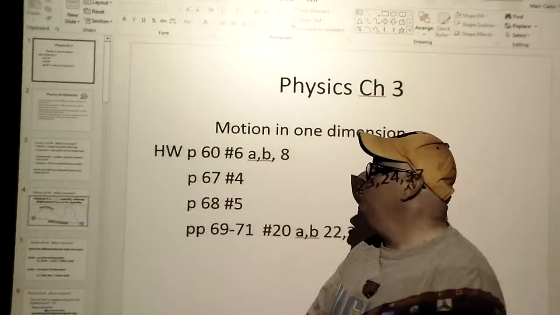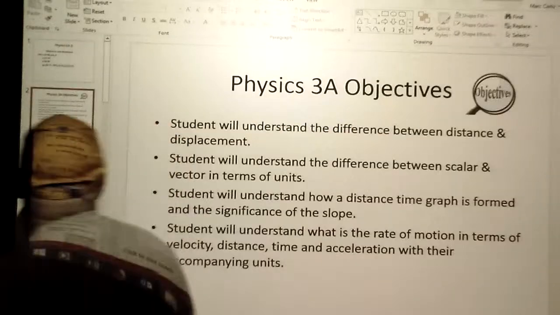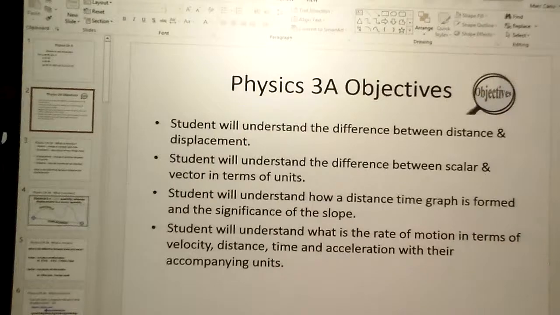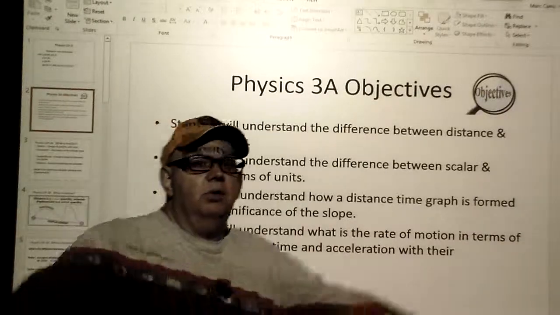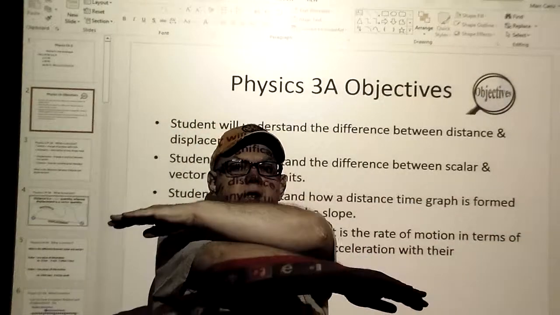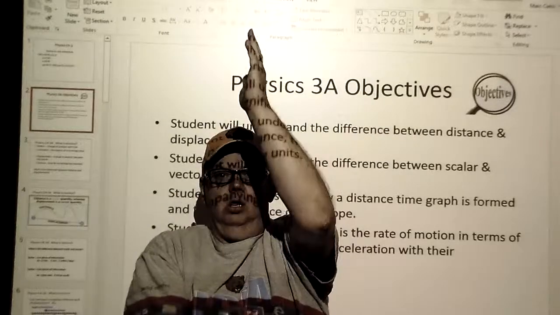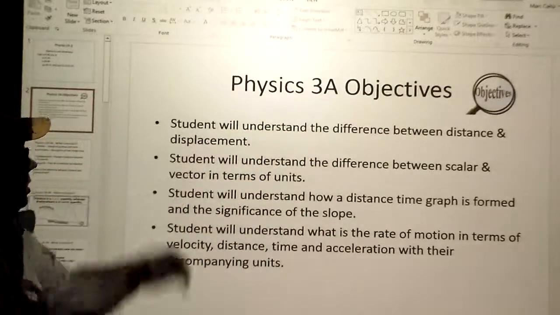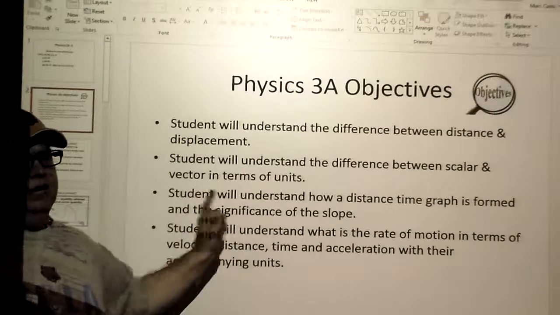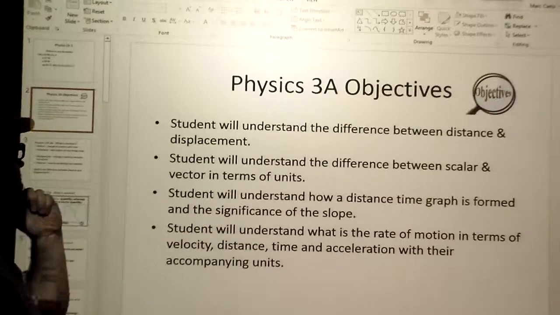Okay, physics review, chapter 3. We're looking at acceleration for this chapter, and we're looking at acceleration across the horizontal and the vertical. Okay, so we're going to look at the distance. Look at your objectives. That'll kind of tell you where we're going with it.